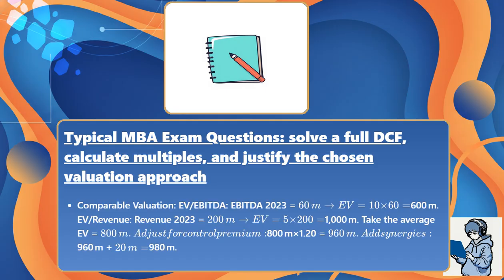Illustrative comparable valuation. Earnings before interest, taxes, depreciation, and amortization in 2023 equals $60 million, which gives an enterprise value of 10 times 60 equals $600 million using the EV over EBITDA multiple. Revenue in 2023 equals $200 million, which gives an enterprise value of 5 times 200 equals $1 billion using the EV over revenue multiple. Take the average enterprise value of $800 million. Adjust for a control premium of 20% by multiplying $800 million by 1.2, resulting in $960 million. Add synergies of $20 million to get $980 million.